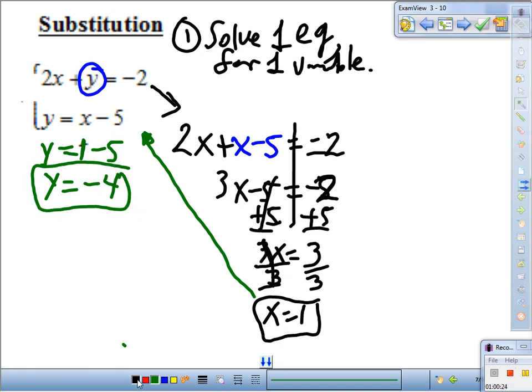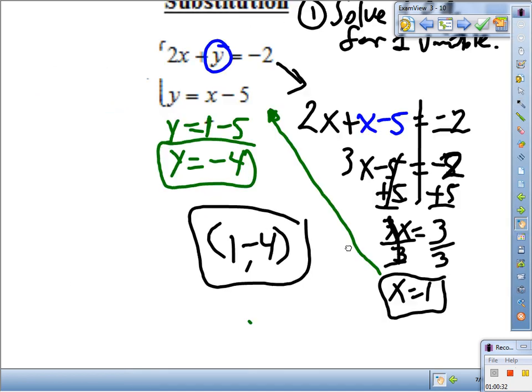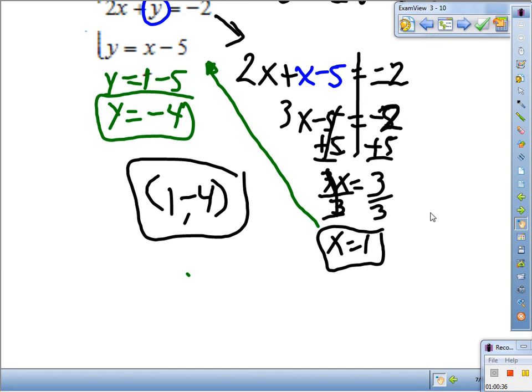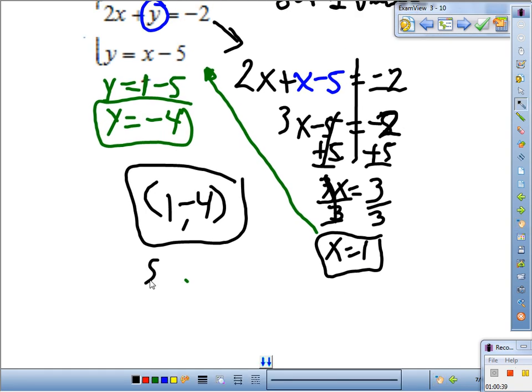So let's see. Solution is 1, negative 4. Did we get the same thing that we did on the graph? Let's see. 1, negative 4, yes. So let's write solution. If we get two that are the same, then we write solution because it's kind of like a check. We checked it already by a different method.